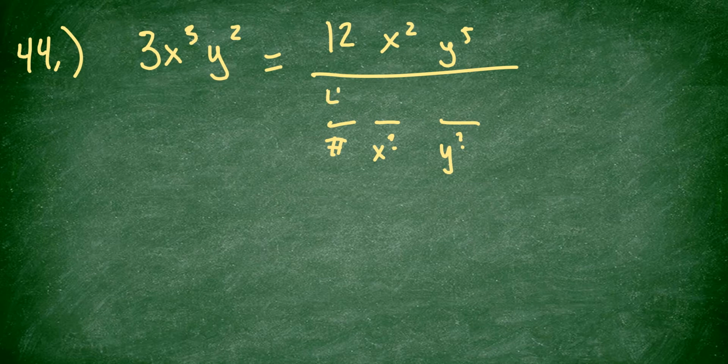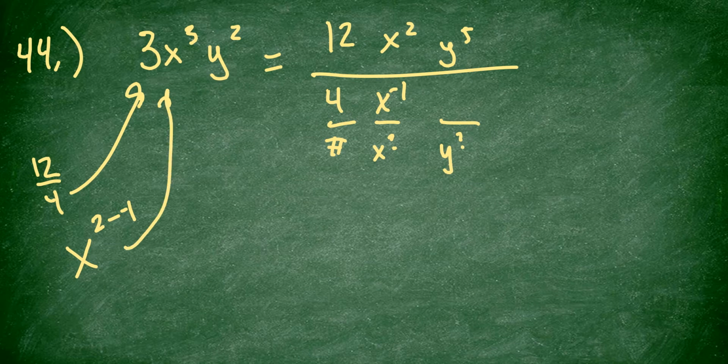So the number I'm going to put in is 4, because 12 divided by 4 will give me the 3 that I want. For x, I have x squared. I want that to get bigger to 3. So the only way that the x squared is going to get bigger is if I put a negative number down here, because then I will do 2 minus negative 1, which is going to give me my x to the 3rd, so it has to be negative 1. Now I have 5 here, and I want it to turn into 2, so I'm going to put 3 y's on the bottom, and that's going to make 5 minus 3 is 2, so that's it.